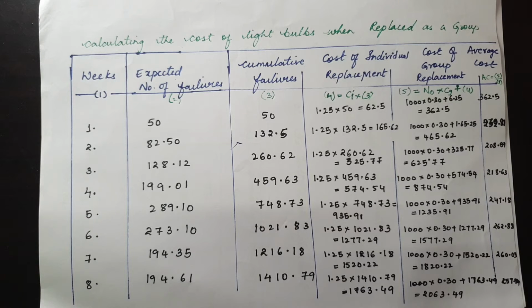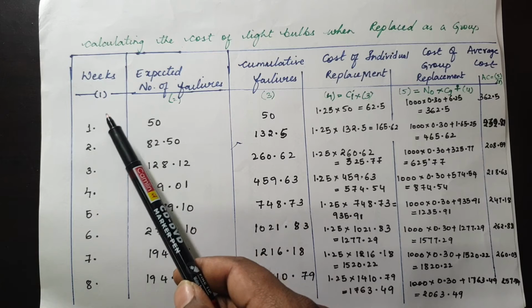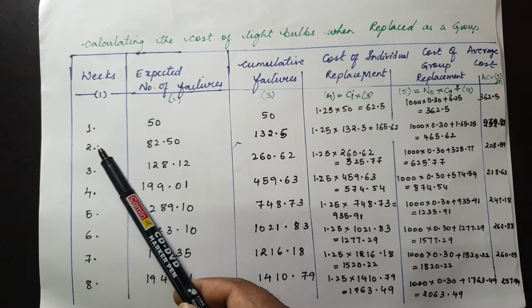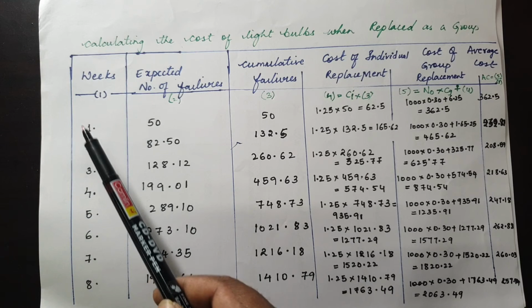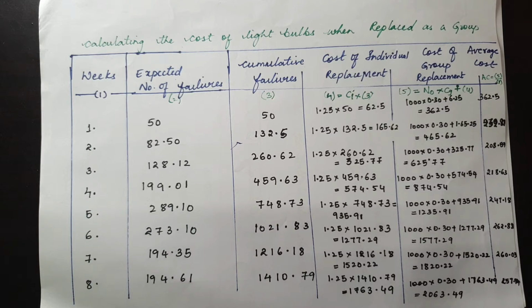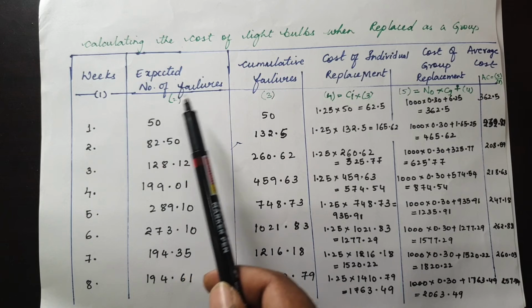So here how many weeks are there totally? First you have to write weeks. How many weeks are there? You have to mention here 1 2 3 4 5 6 7 8. Totally in your question how many weeks are given? 8 weeks are given.